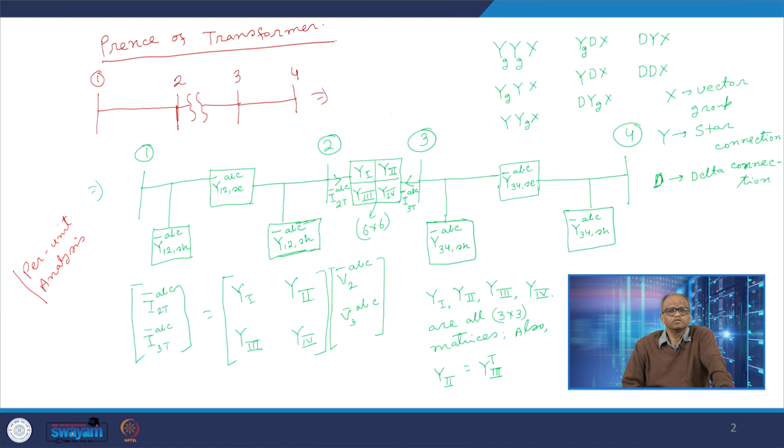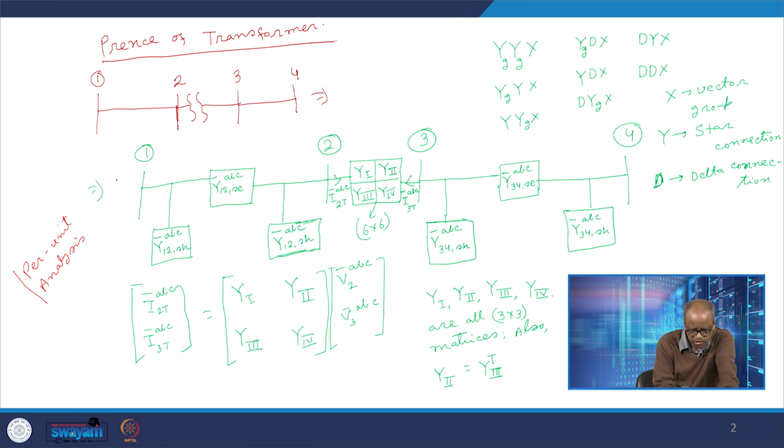And that 6 cross 6 admittance matrix can be partitioned into 4 3 cross 3 matrices Y1, Y2, Y3, Y4. And the relation between the currents and the voltages at two sides of the transformer are also shown. So, with this, let us start developing the equations.